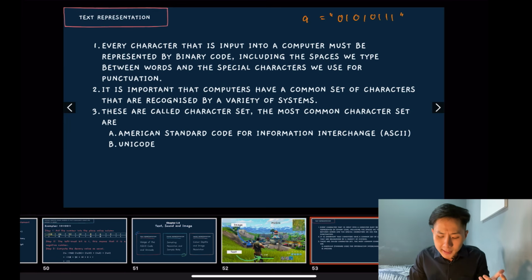Therefore, it is important, they say, point number 2, that computers have a common set of characters that are recognized by a variety of systems, which means given a binary like 10101000, the computer has to understand that this bunch of code represents a character, let's say A. The method that we use to map binary into characters is called character sets, and the two character sets that we'll learn are firstly the ASCII code, and the second one is Unicode.